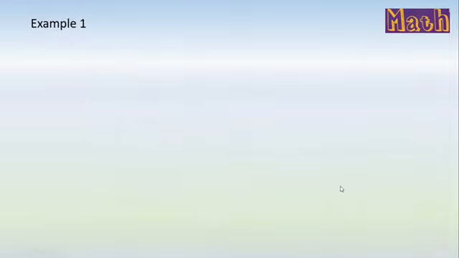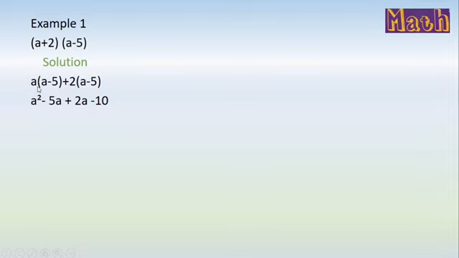Then let's look at practical examples of how to expand using two binomials. First, I'll take a. A will expand a minus 5, and I'll take positive 2 to also expand a minus 5. In expanding it, a times a, I have a squared. Then a times minus 5, I have minus 5a. Then we have 2 times a, I have 2a. Then 2 times minus 5, I have negative 10.